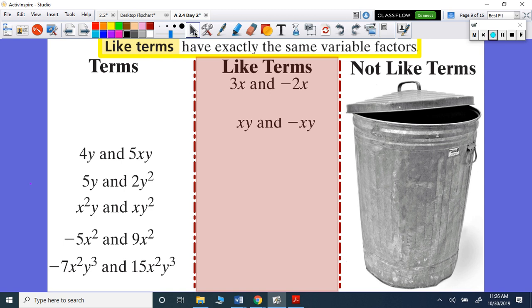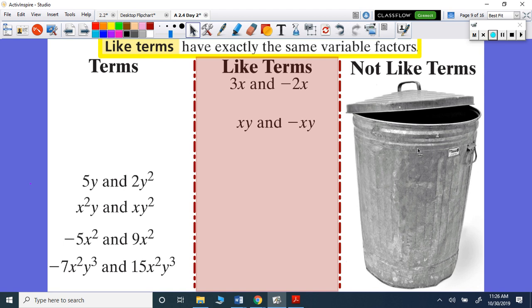How about 4y and 5xy? They both have y's, but they have to be identical. Do they have the exact same thing? No. Okay, we're going to trash them.